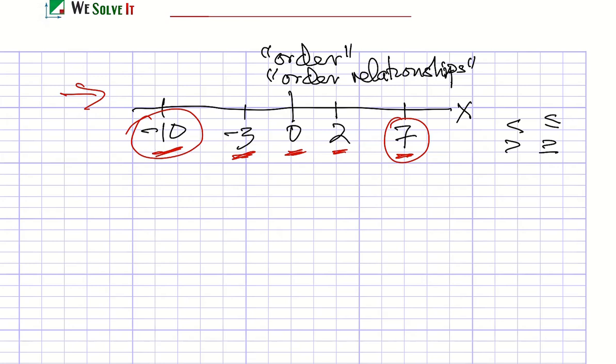So you can say 7 is greater than 0. You see that, right? The other way you can write that, you can write 0 is less than 7. You see the same thing. Those mean the same thing, right?